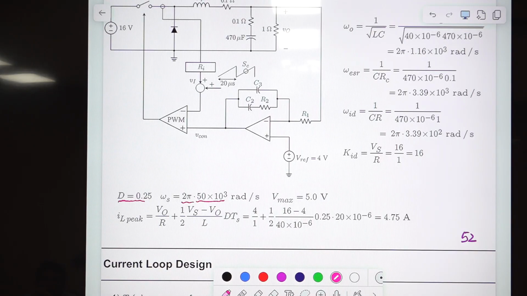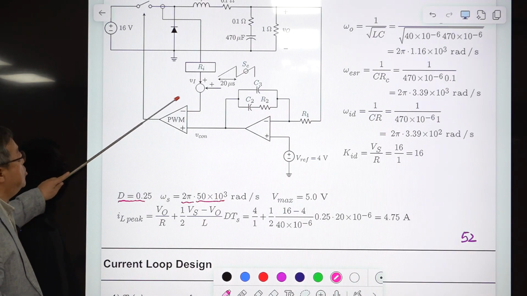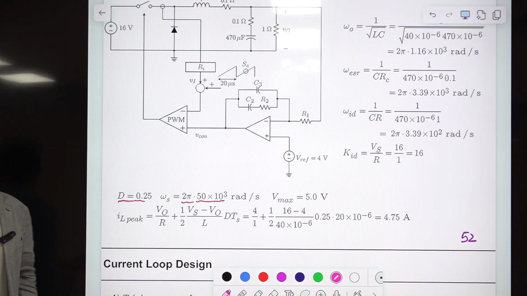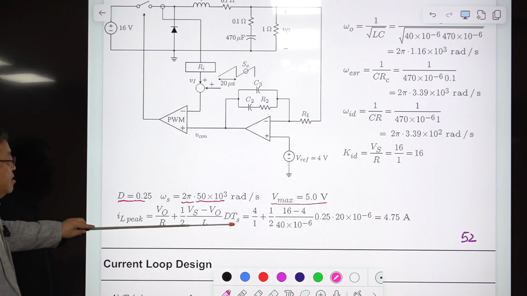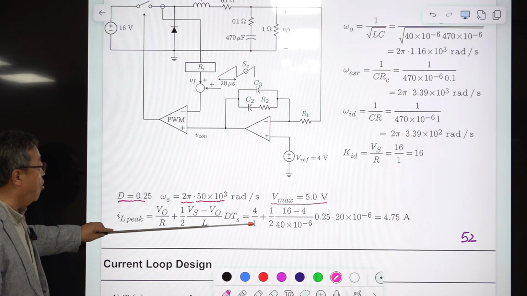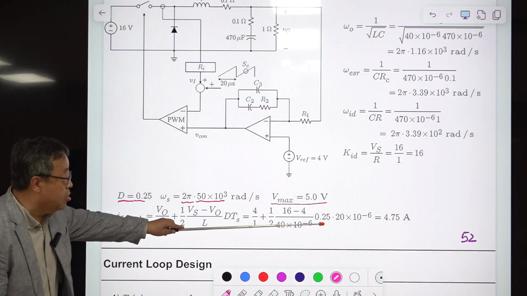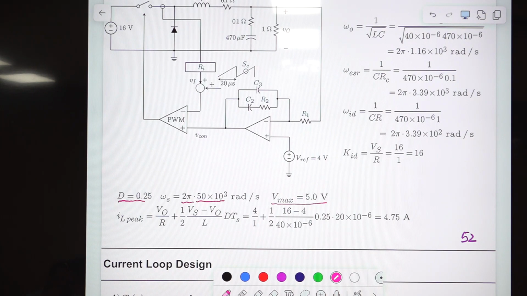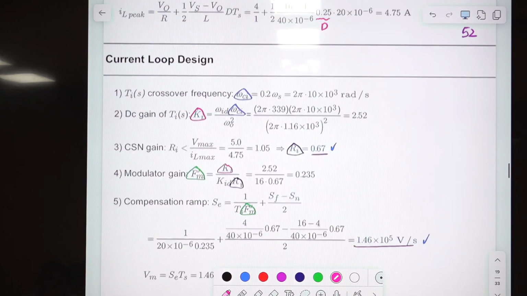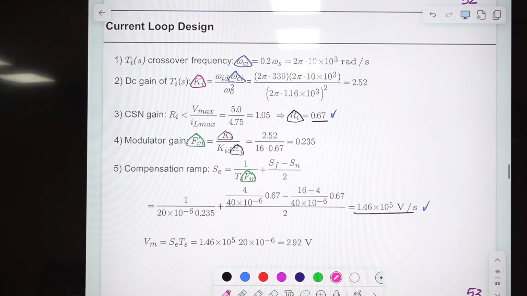Okay, this is the radian per second, and the maximum value of allowable voltage at the input port of this PWM chip is assumed 5 volt, so V_max is 5 volt, and this is the I_L peak calculation with duty ratio of 0.5, this 1/4, okay, so this is the duty ratio D, and this value is 4.75 M. Okay. So this is a procedure of current loop design.